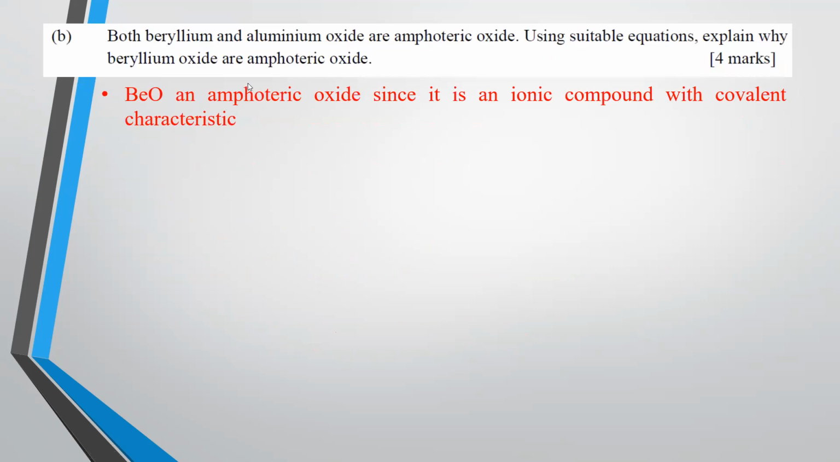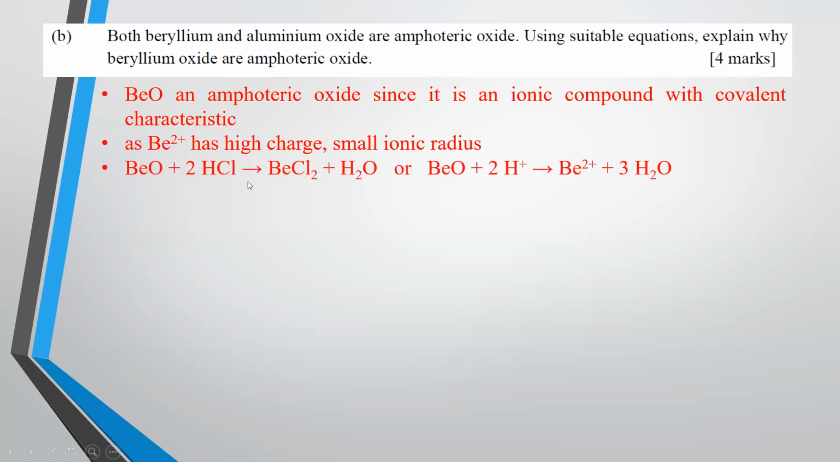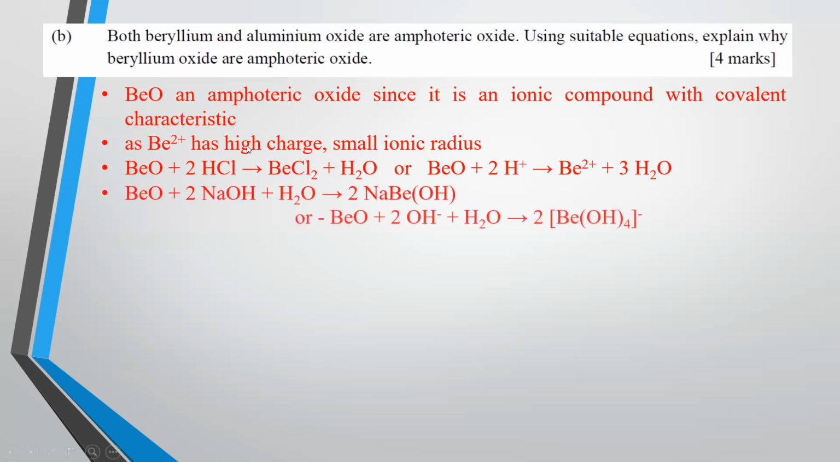So barium oxide and aluminium oxide are amphoteric because they are ionic compounds with high covalent character due to the high charge and small ionic radius of barium. Then this is the second point that you have to write. Only then you write equations. BO + 2HCl gives BCl2 + H2O, or you can write the ionic equation also. It doesn't matter because the question does not specifically say which compound you react with or whether you react in the form of ions. So you can use either a chemical equation or ionic equations. Both are accepted. Okay, then the reaction with the base in here.